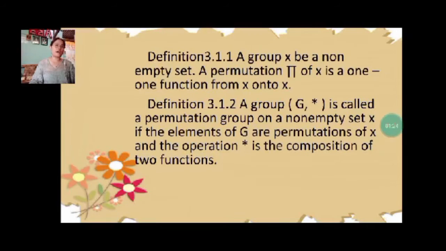Now, let us define permutation group with Definition 3.1.1. Let X be a non-empty set. A permutation phi of X is a one-to-one function from X onto X. Definition 3.1.2. A group G with operation product is called a permutation group on a non-empty set X if the elements of G are permutations of X and the operation is the composition of two functions.